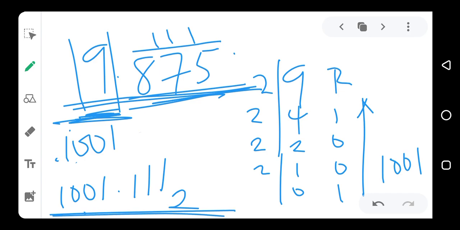So this is how to convert a fraction in base 10 or a decimal number in base 10 to base 2. I hope that this lesson is very clear.